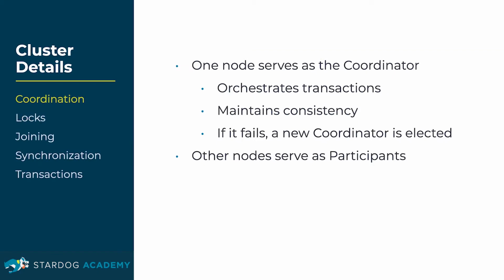Let's dive in a little deeper. So again, one node serves as the coordinator. It's going to orchestrate the transactions. It's going to maintain consistency. If it fails, a new coordinator will be elected from the other Stardog nodes within the cluster. Those other nodes otherwise serve as participants.